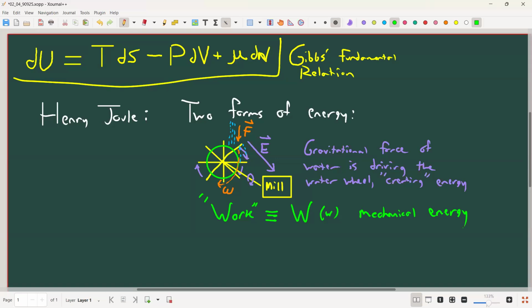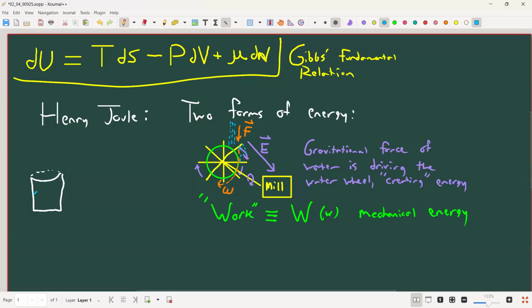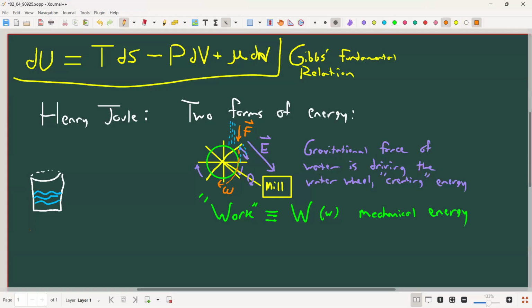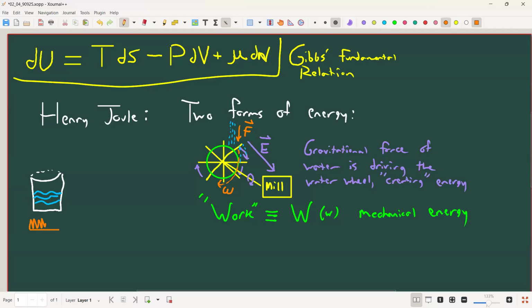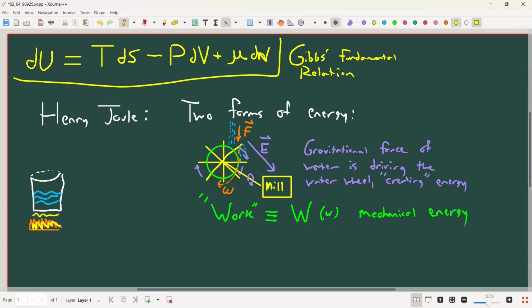Yeah, so there's work. But there's another way to drive the mill, right? What he could do instead is take a beaker, very, very simply. We'll take a beaker, fill it with some water, right, and then heat it. Right, you get some heat. And what does that do? It boils the water. Right, you get boiling.